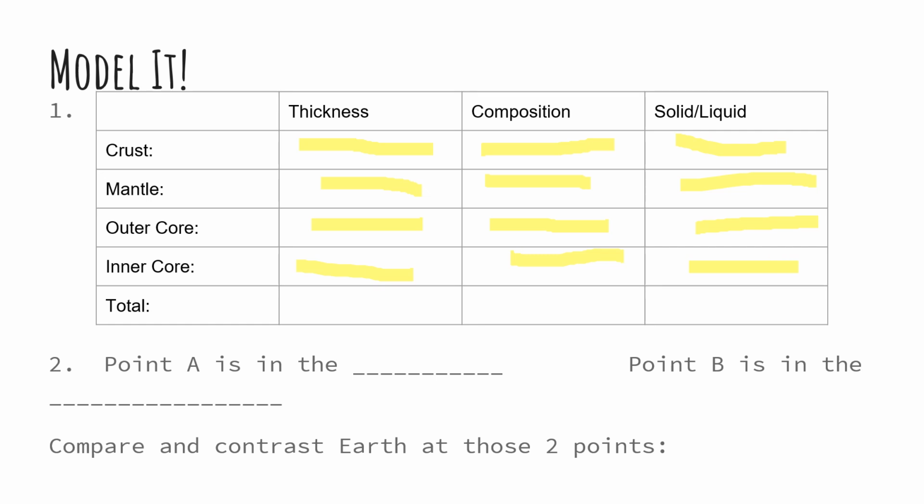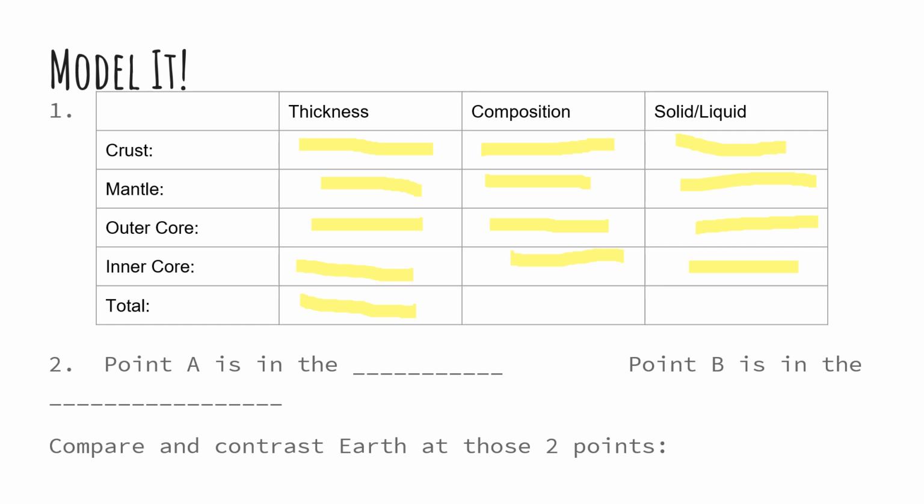So the total thickness of Earth is going to be 6,370 kilometers. So we're going to pick any 2 points inside Earth and label them A and B. As in your picture on page 55, if we put one in the dark orange, we would label that the mantle. And if we put the other one in the white section, we would label that the inner core.